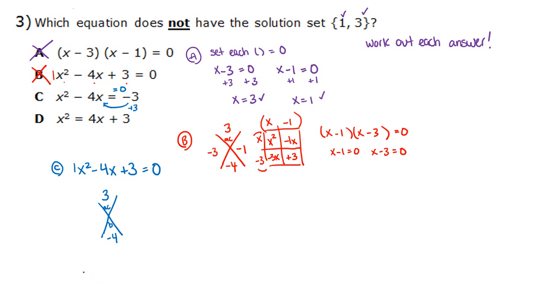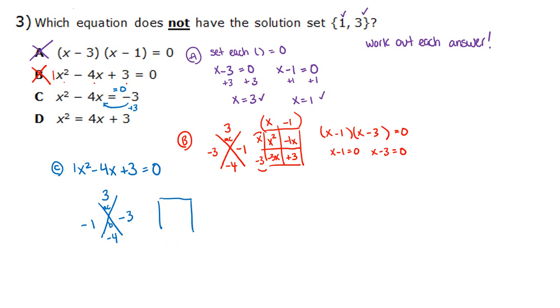Now this time, are there numbers that multiply to be positive 3 and add together to be negative 4? Well, the only way I'm going to get to a positive 3 is if both of these answers are positive or both of these answers are negative. Like negative 1, negative 3, or negative 3, negative 1. These multiply to be positive 3 and add together to be negative 4. So that's right.